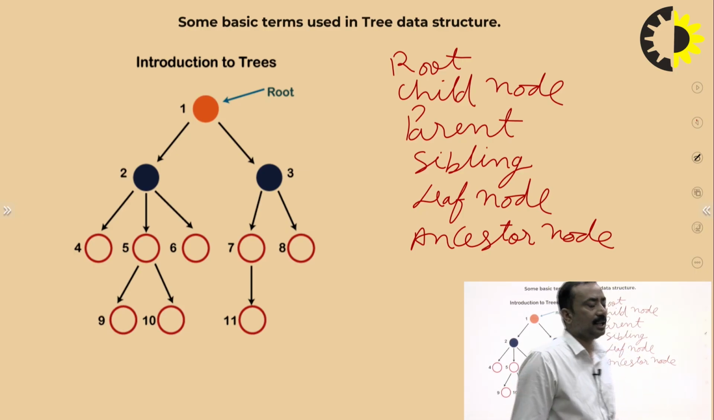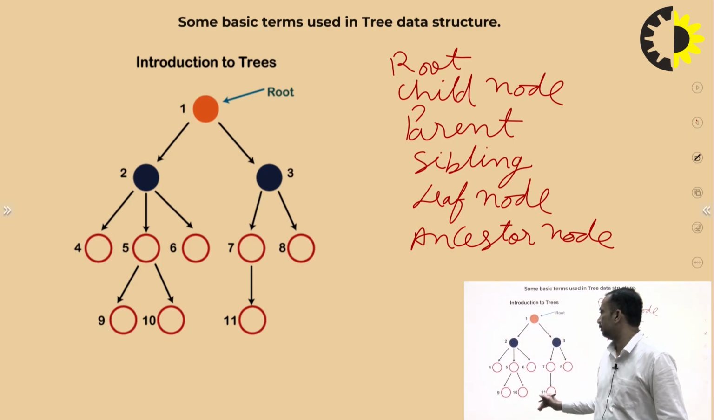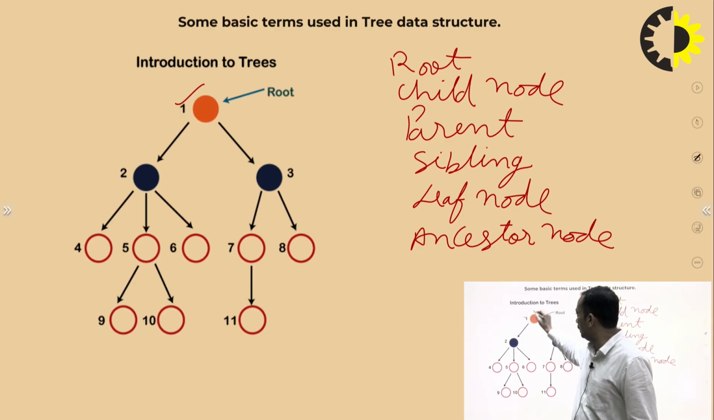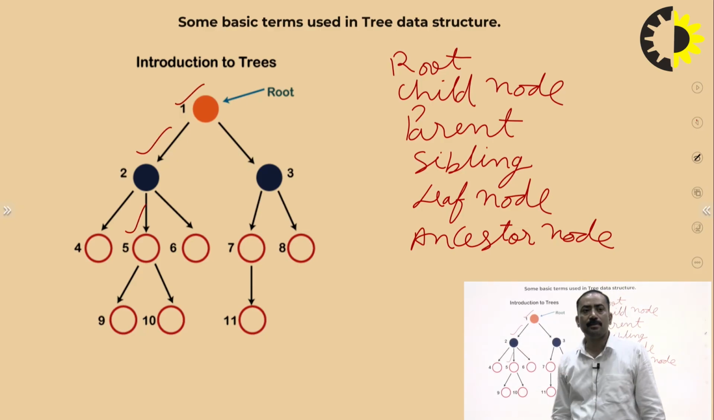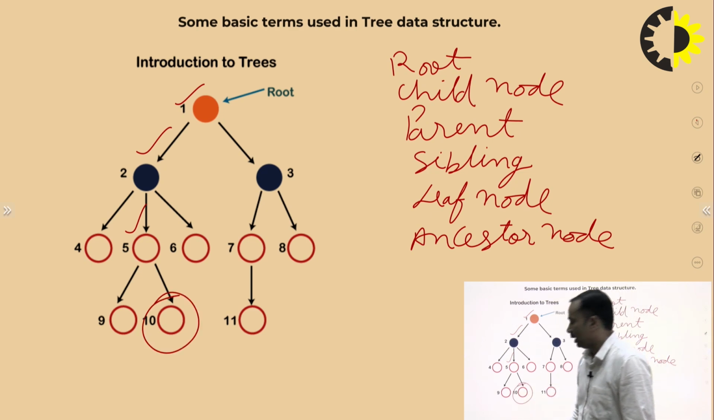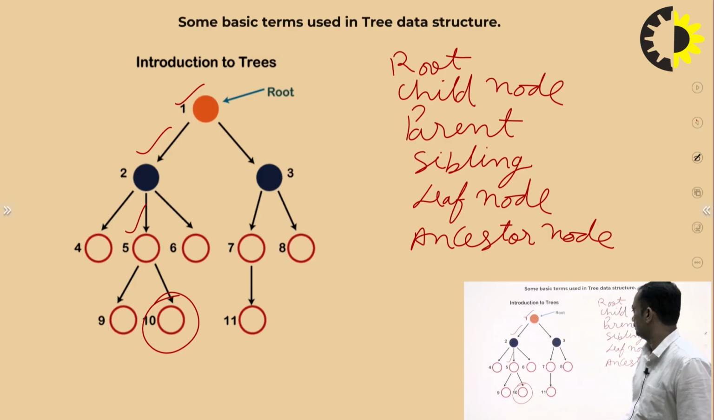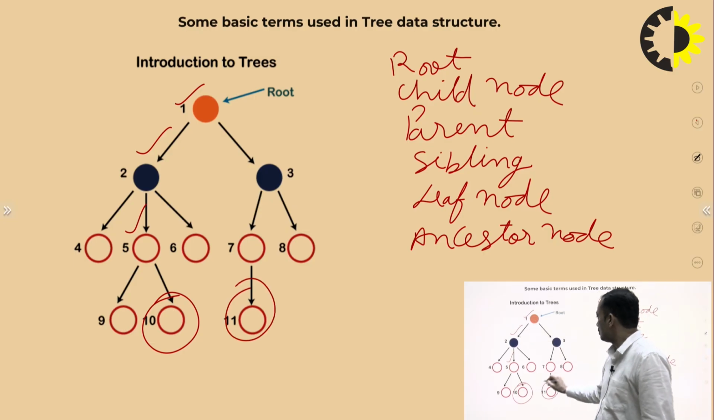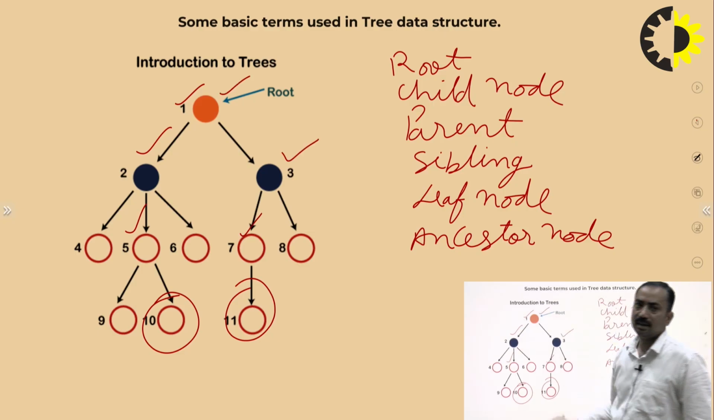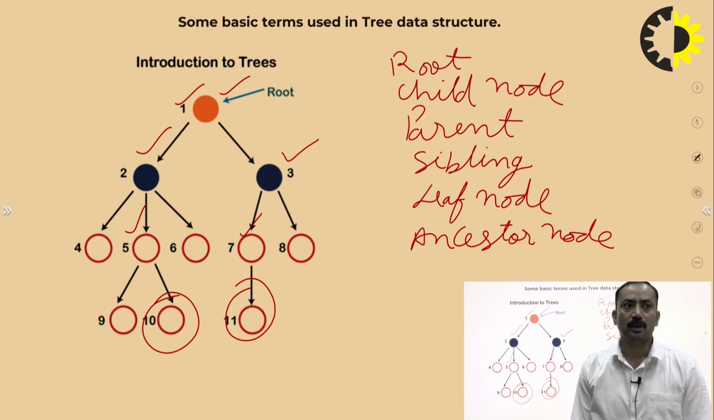So in this tree, the nodes 1, 2 and 5 are the ancestors of 10. So ancestors of 10 are the nodes 5, 2 and 1. If we talk about 11, the ancestors of 11 are 7, 3 and 1. So this is called an ancestor node, or the predecessor node on a path to that particular node.